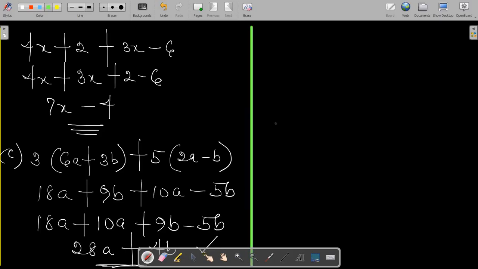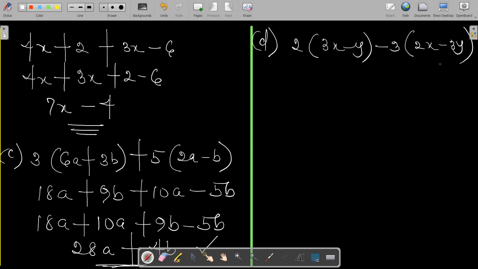So the fourth question, simply, that's the D part of the question. Let's go. We are given 2 into bracket 3x minus y, then this one again is negative 3 into bracket 2x minus 3y. Please confirm that also in your book.